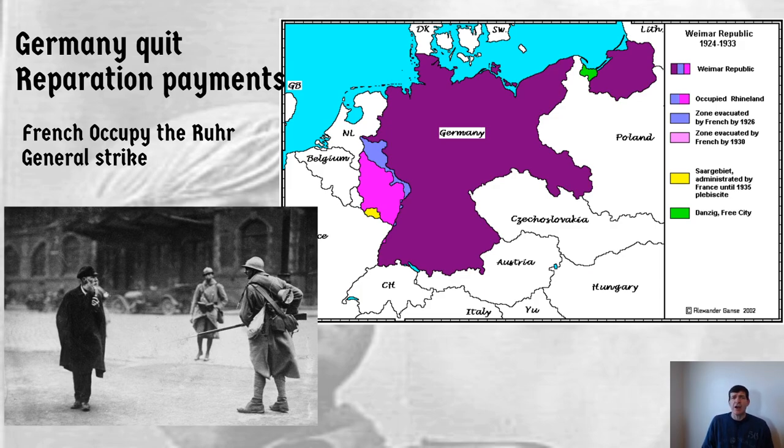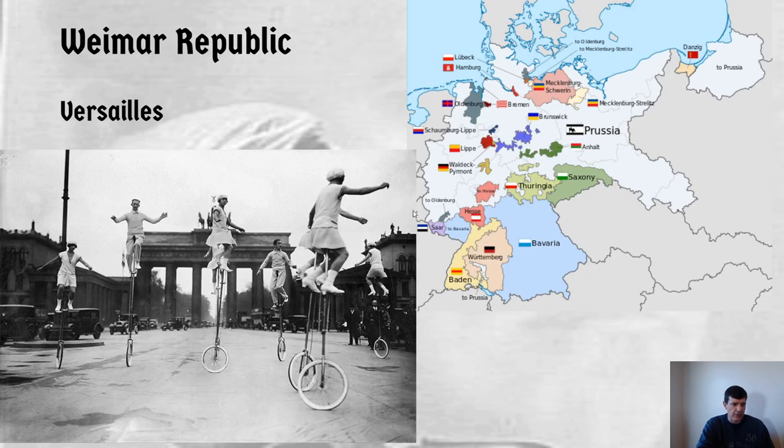Now, this was partially hardball politics by the Germans. They were saying, hey, are you going to make us start paying again? What are you going to do about it? They were hoping to coerce France and Britain to quit demanding the payments. But the French, who were having their own economic problems and political problems at that time, reacted strongly to this cutting off of payments by occupying the Ruhr land.